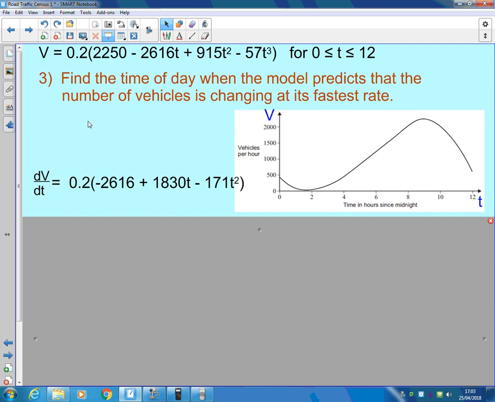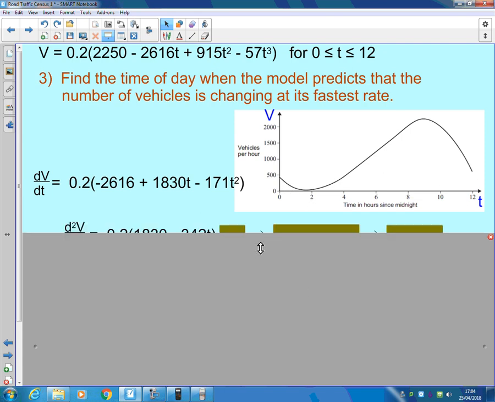Okay, question three. Find the time of day when the model predicts that the number of vehicles is changing at its fastest rate. Okay, in other words, it's where it's steepest. Now, we often do this by looking at d2V over dt squared equals zero. But whenever you're looking at one of these things, always consider, yes, where d2V over dt squared equals zero, which is somewhere around here, okay? But also consider your end points, okay? Because those could work as well.